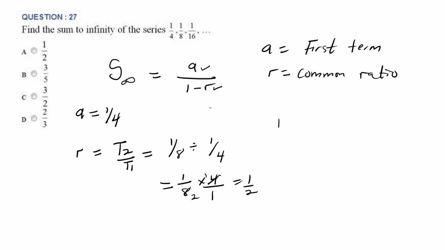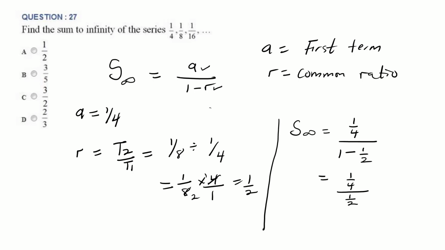So going back to our question, we have sum to infinity equal to a, which is 1 over 4, everything divided by 1 minus r, and r is now 1 over 2. So this is 1 over 4 divided by 1 over 2. In the same way, you have 1 over 4 multiplied by 2 over 1, and this is 1 over 2. That is option A.